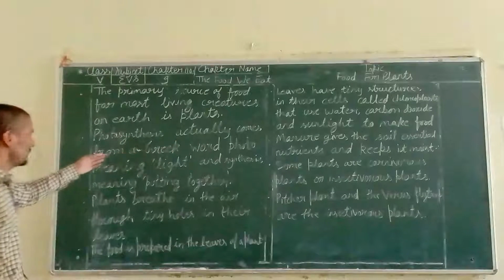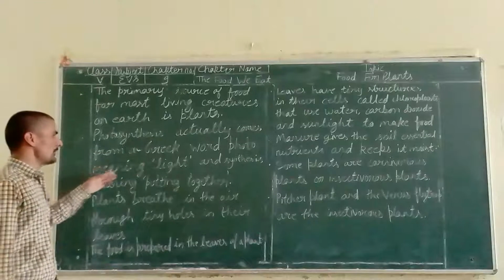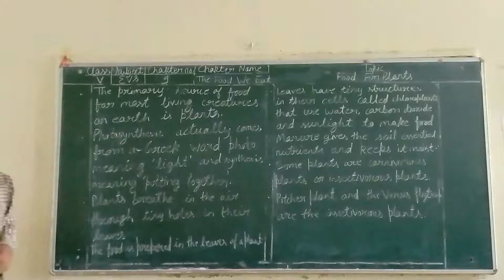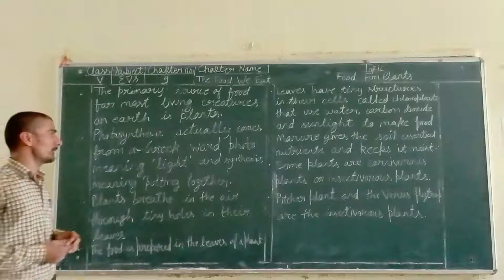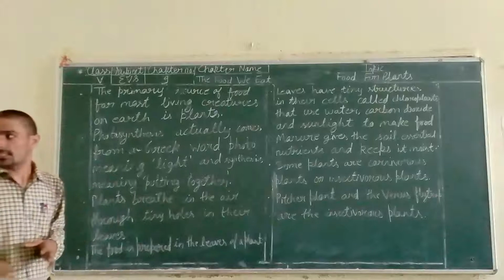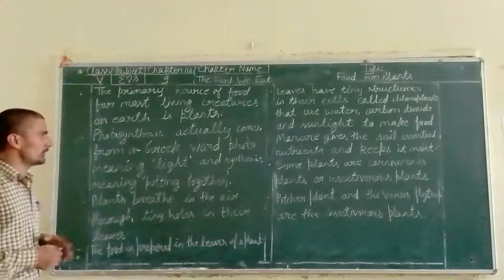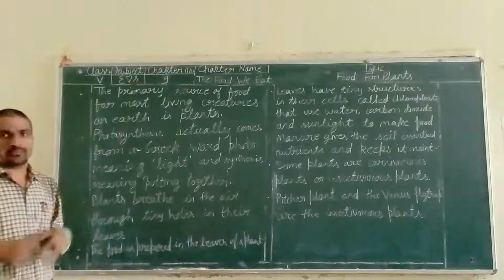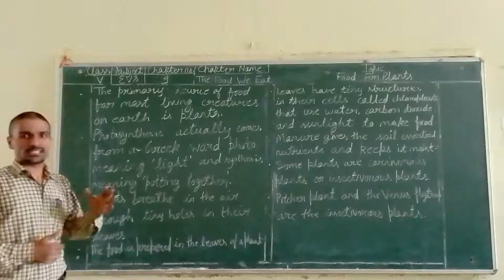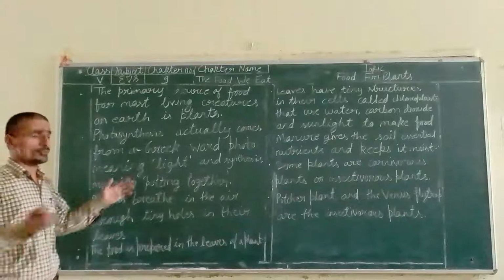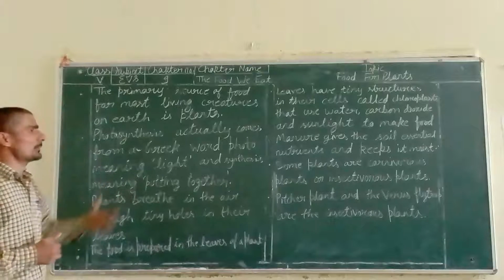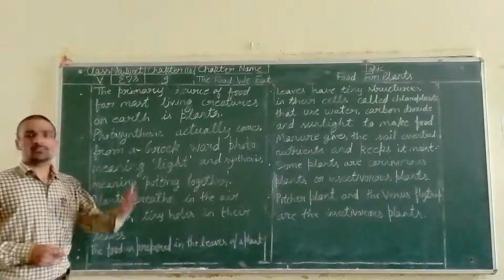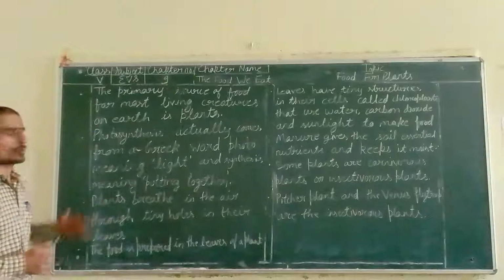Photosynthesis actually comes from the Greek words photo, meaning light, and synthesis, meaning putting together. I hope all of you are familiar with this word. Photosynthesis is a process by which plants make their food. In this process, the plants take carbon dioxide from the air, sunlight, and water. By using these three things, they complete the process of photosynthesis and make food for themselves. So the process of making food by plants is photosynthesis.